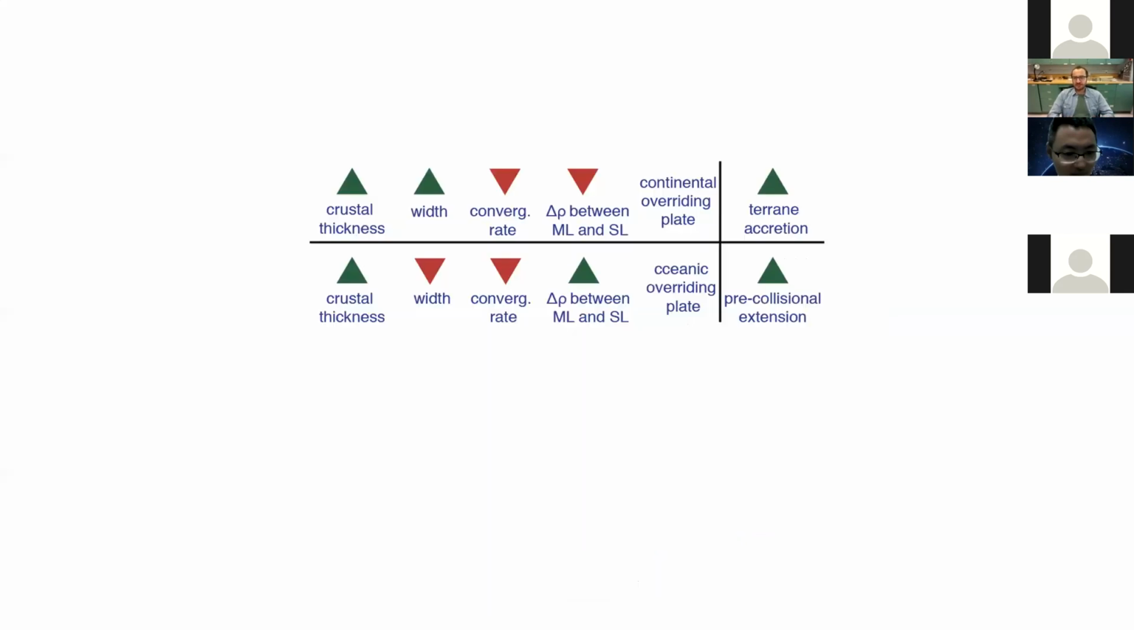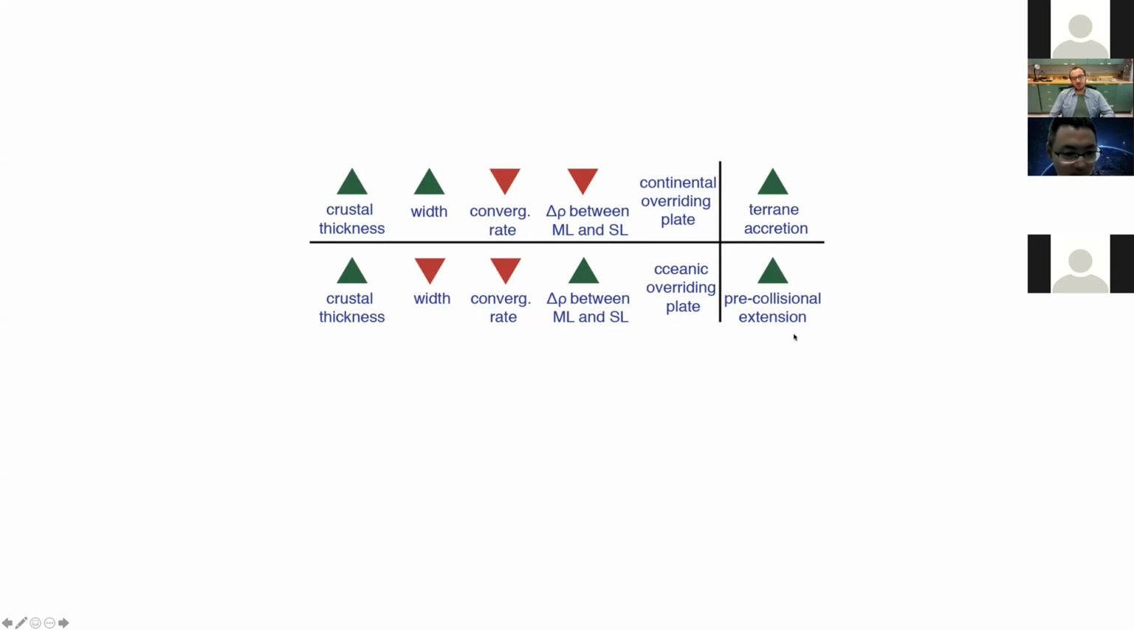So this is the summary of this study. This is just a general comparison of these parameters. What we can say is that increasing crustal thickness and terrane width, and also having a continental overriding plate, promotes terrane accretion, but a higher imposed convergence velocity and a higher density difference between mantle lithosphere and sublithospheric mantle or asthenosphere act against it.